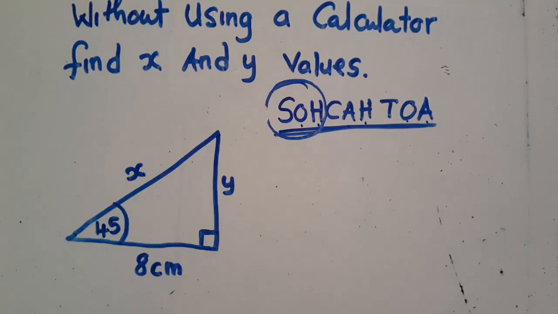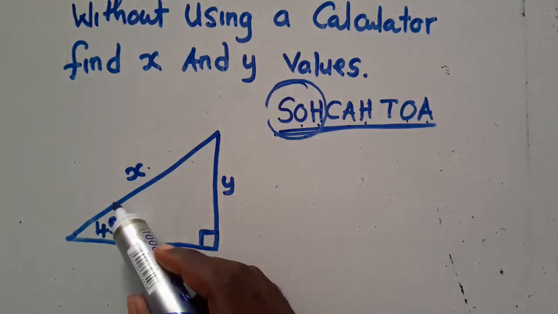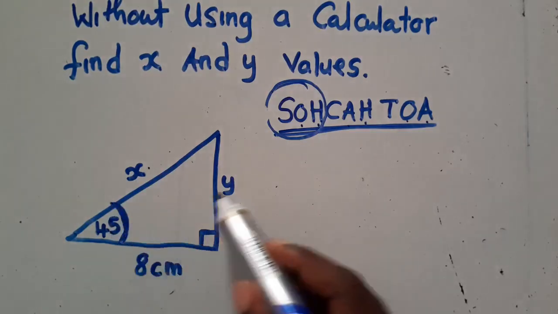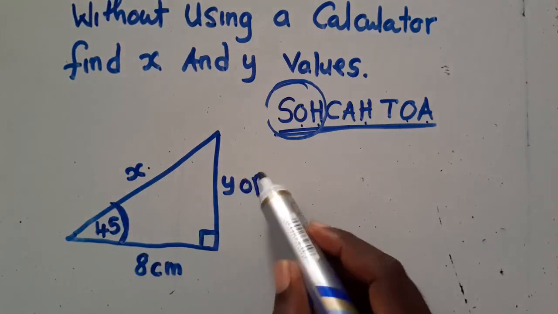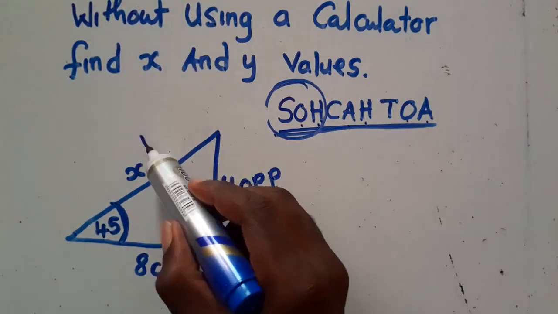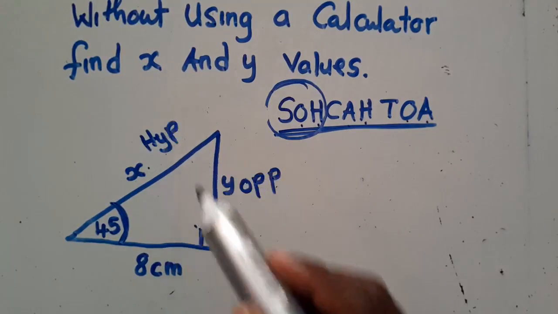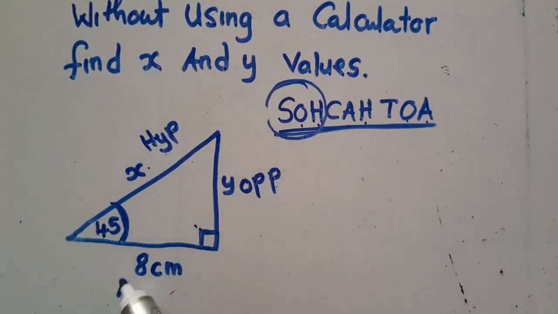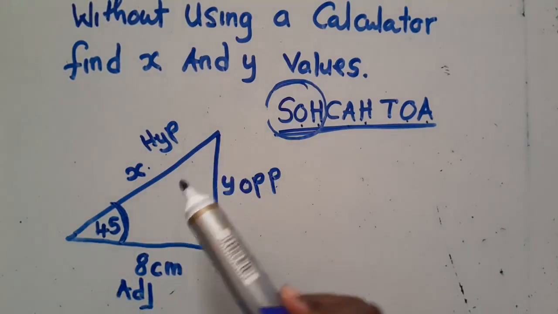So now, how can we go about this? Let's say we want to start with x. On the x there, what is given? This is the angle 45 that we are using. 45 is facing this side, so this is the opposite. This is where we've got the hypotenuse. Then this one, which is down here, is called the adjacent.